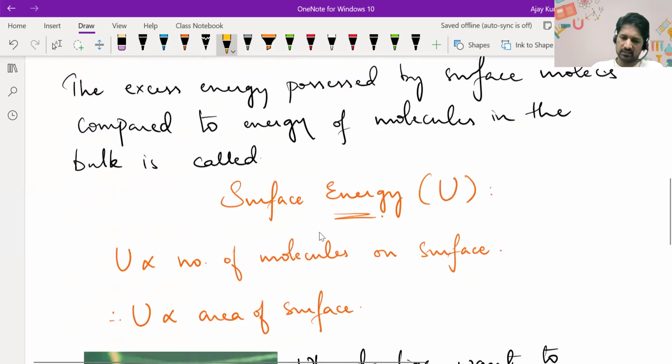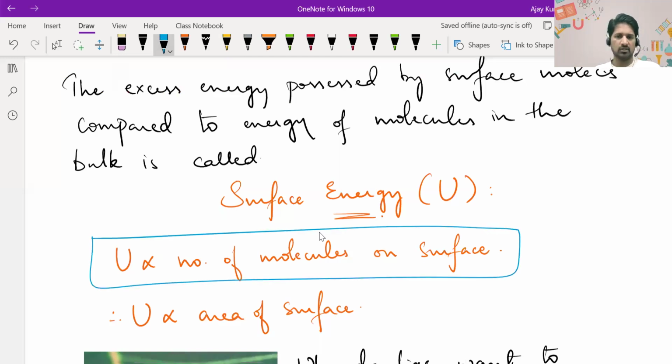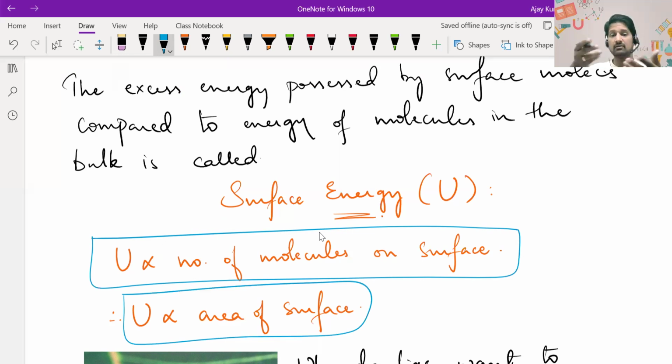Is surface energy proportional to the number of molecules? Yes, the lesser the number of molecules on the surface, the lesser the surface energy. Means the lesser the area of the surface, the lesser will be the surface energy. Means greater will be the stability of the drop.